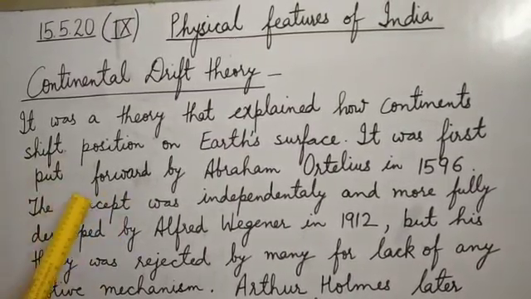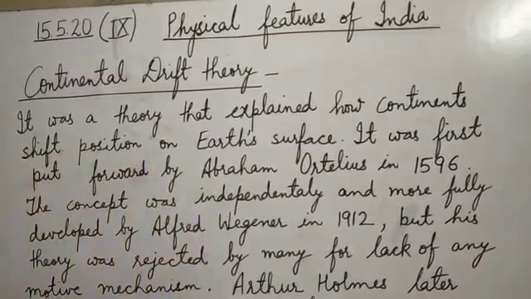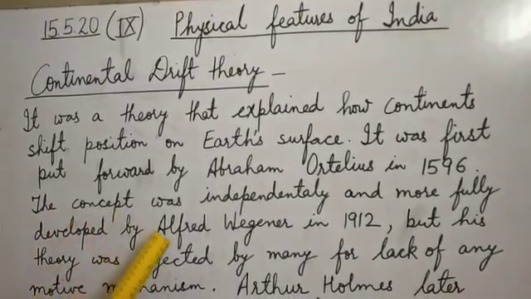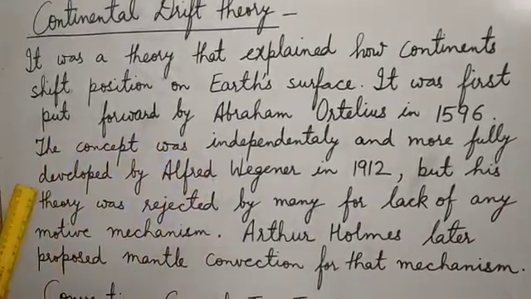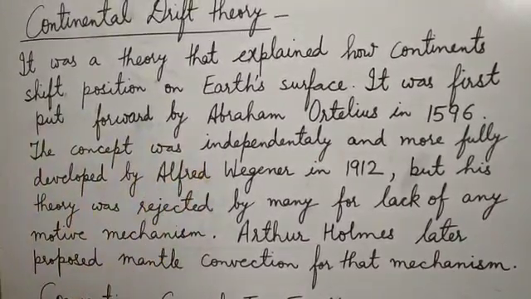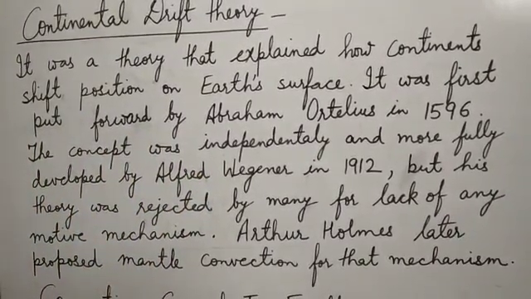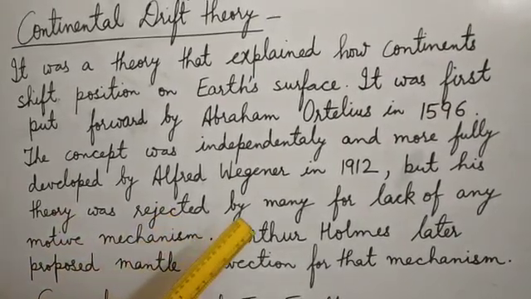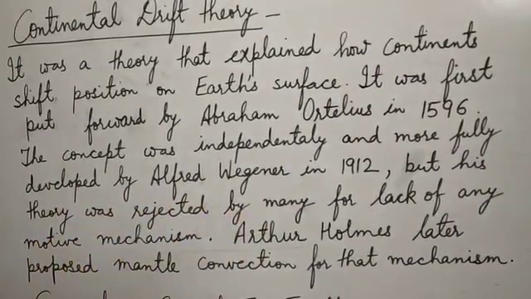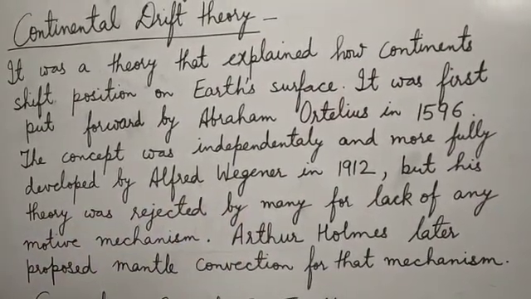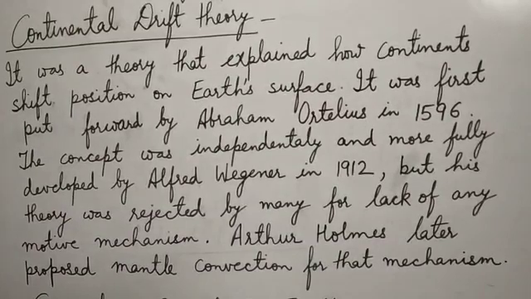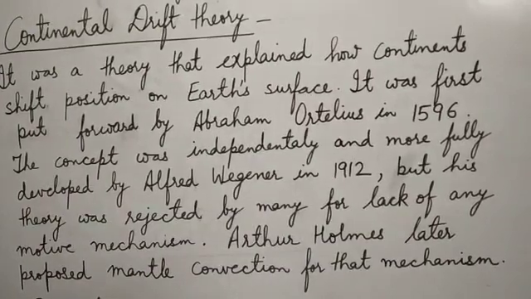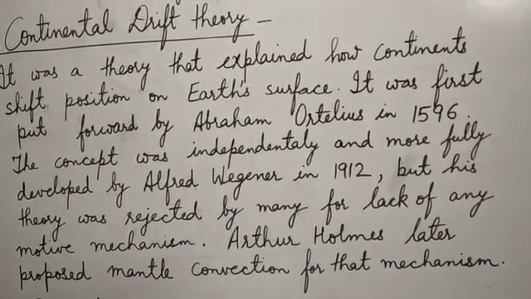Okay. It was first put forward by Abraham Ortelius in 1596. Okay, but this concept was independently and more fully developed by Alfred Wegener in 1912, but his theory was rejected. Why? For lack of any motive mechanism. That means Sir Alfred Wegener did not have any explanation for how continents could move around the planet.